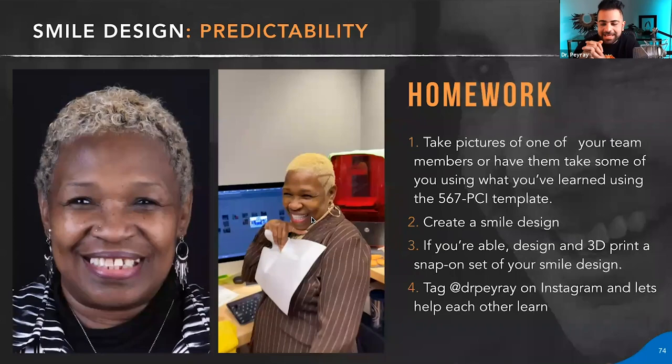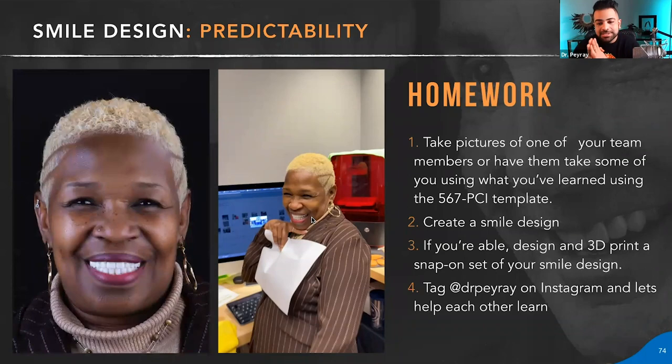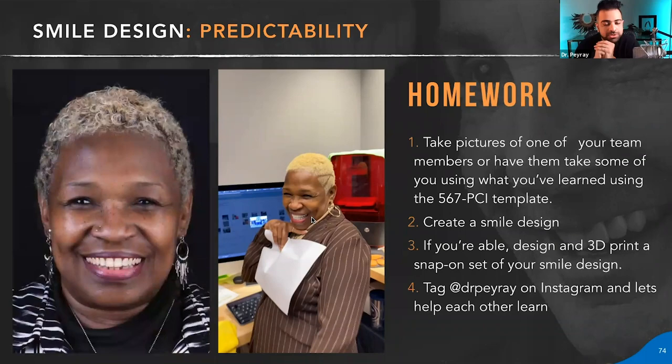And the homework for all of you, I'd love for you to do this because we can stay connected. I'd like to know that you actually did this. It means a lot. If you're not a photographer, I encourage you to take a picture of one of your team members or yourself and use what you learned, the 567 portrait, the PCI, the template, to create a smile design. It doesn't have to be the smile cloud. It could be Henry Schein's trios, it could be Plan Meca, it could be Medit, whatever. And then if you are able to design it and 3D print a snap-on set of your smile design, tag me.